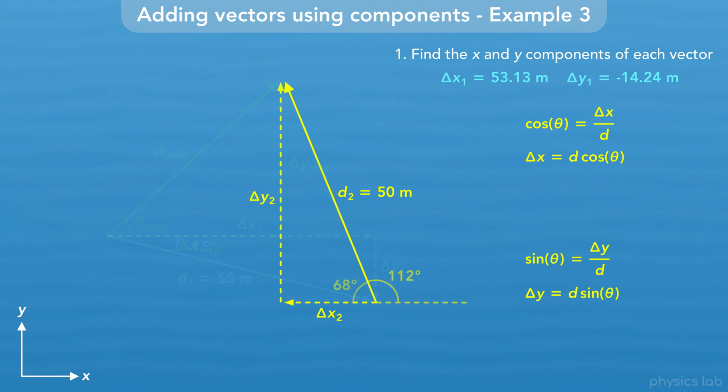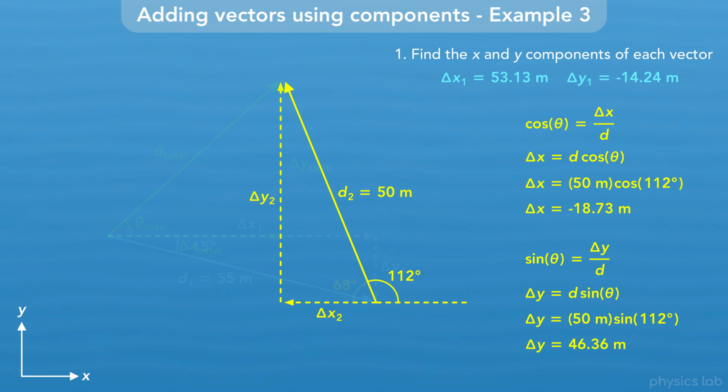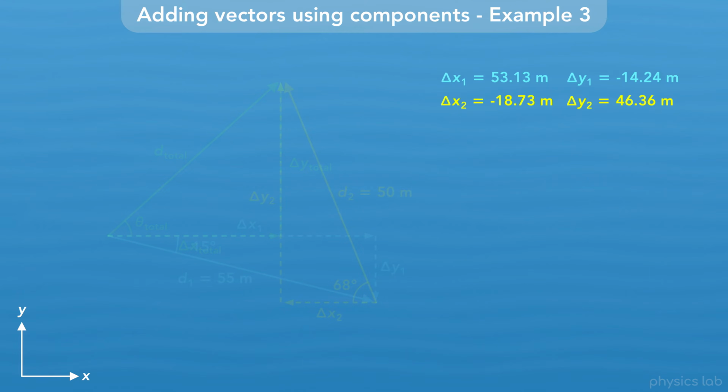Now let's try using the conventional angle of 112 degrees counterclockwise from the positive x-axis. If we plug that in, now we get negative 18.73 meters for delta x, and positive 46.36 meters for delta y. So, those are the components of d2.